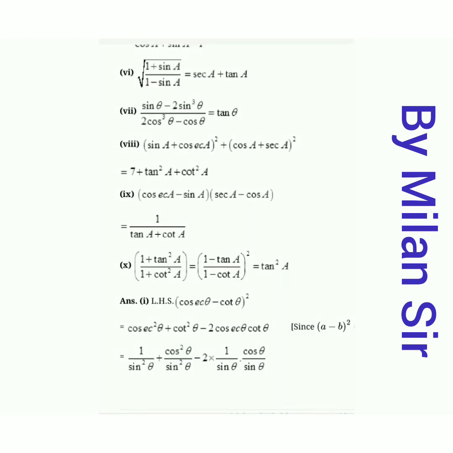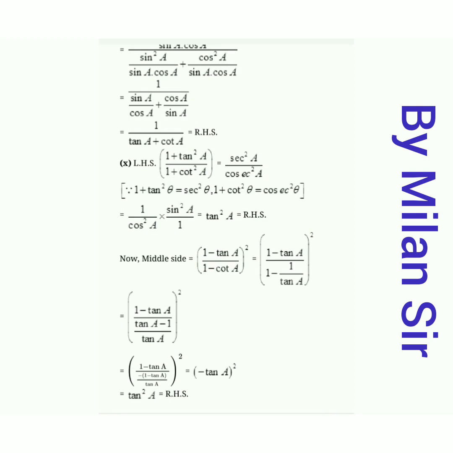Question number 10. 1 plus tan square a upon 1 plus cot square a is equal to (1 minus tan a upon 1 minus cot a) all square, is equal to tan square a. So we need to prove all these three things are equal. First of all we try to prove 1 plus tan square a upon 1 plus cot square a is equal to tan square a. Then we try that (1 minus tan a upon 1 minus cot a) all square is equal to tan square a. So alternately those three are the same. Okay. So first of all we try to prove the first with the third, and then we try to prove the second with the third. Okay.